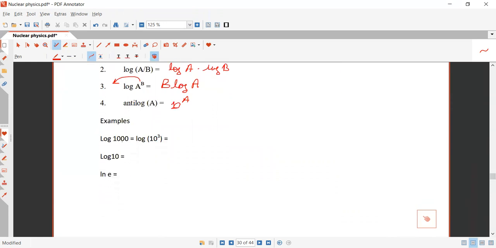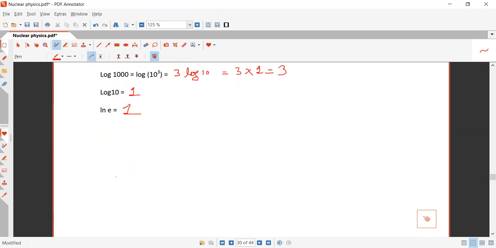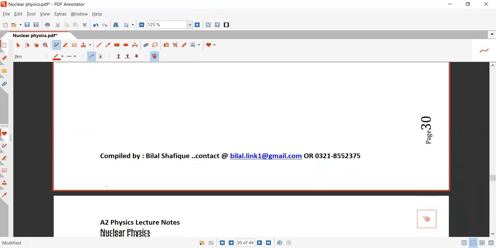Okay, so log of 1000 is going to be log 10 to the power 3, or 3 times log 10, and log 10 is 1, so it is going to be 3. Log 10 is 1. Natural log e is also 1, right? So these are some very important things to know for the numerical problems.